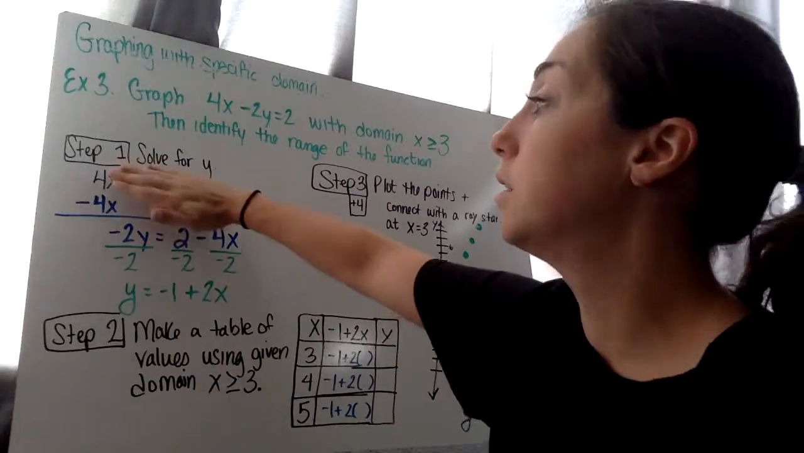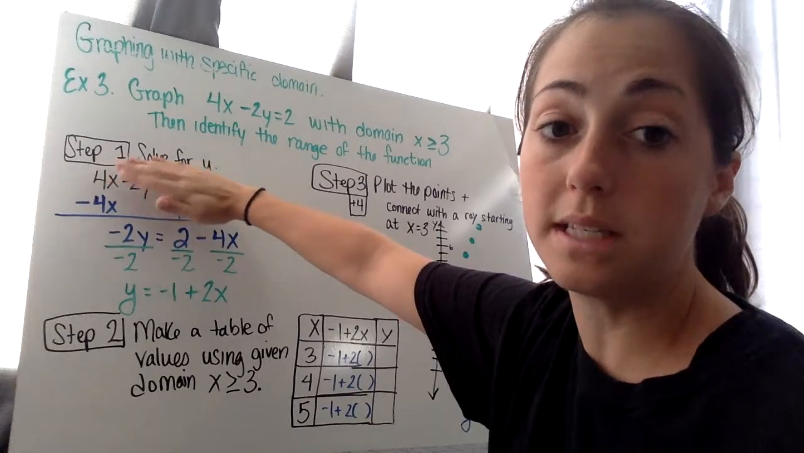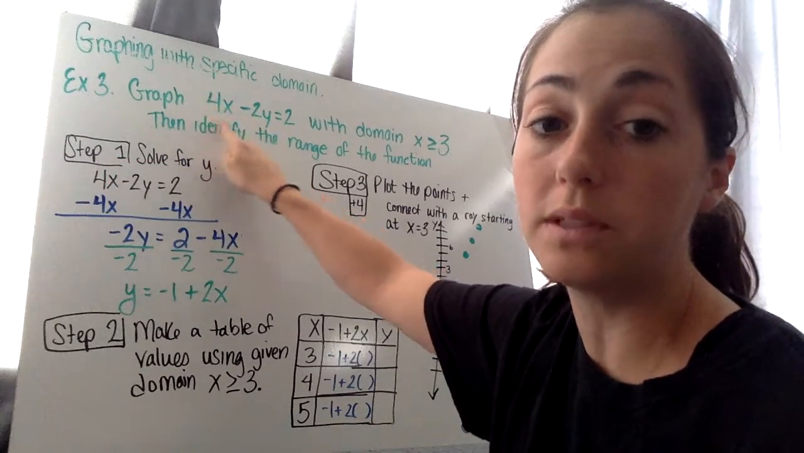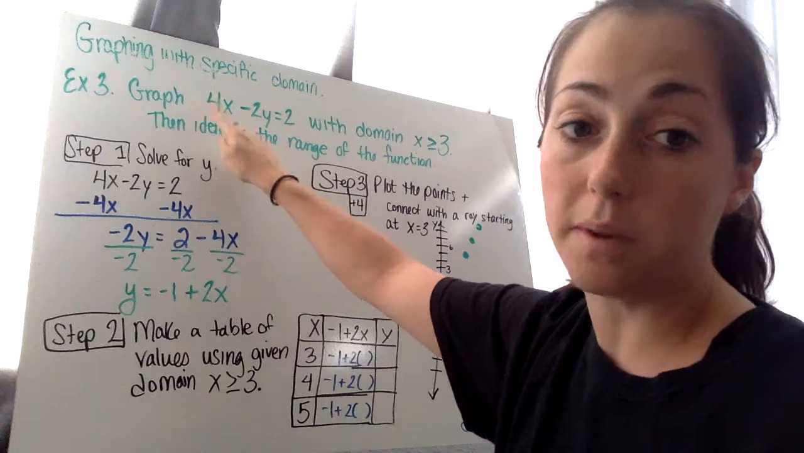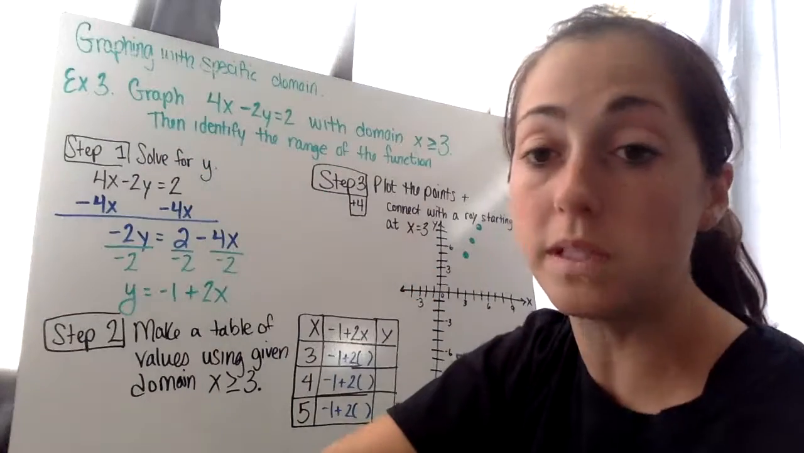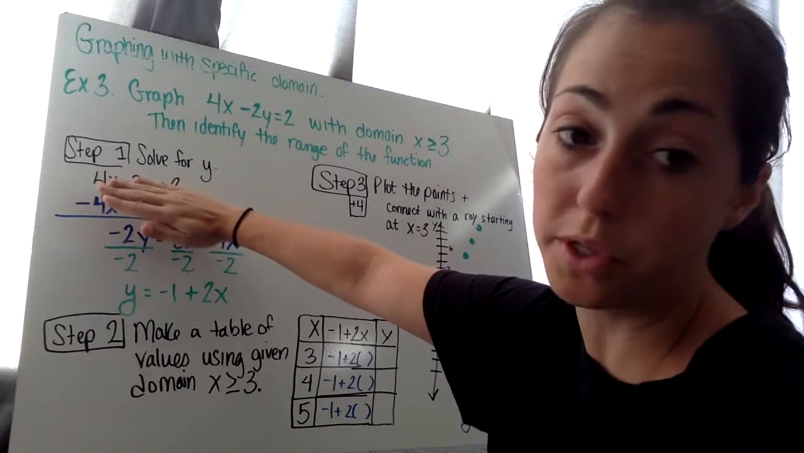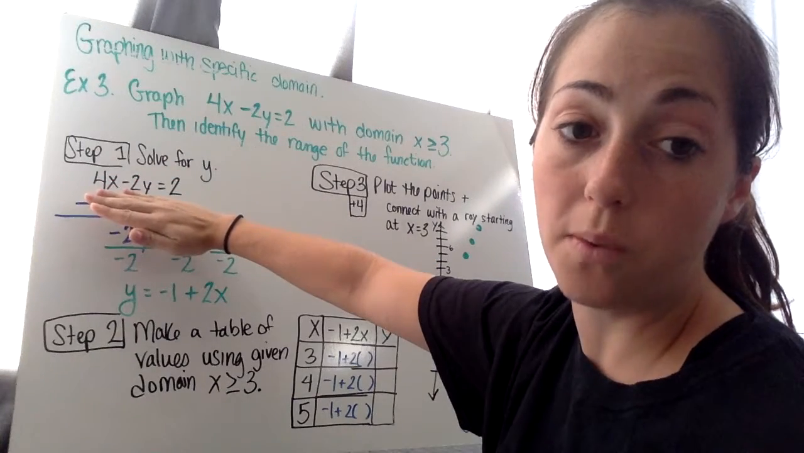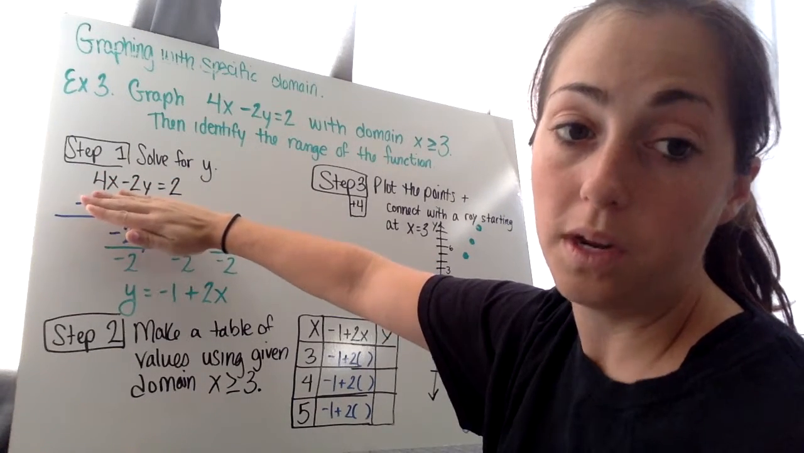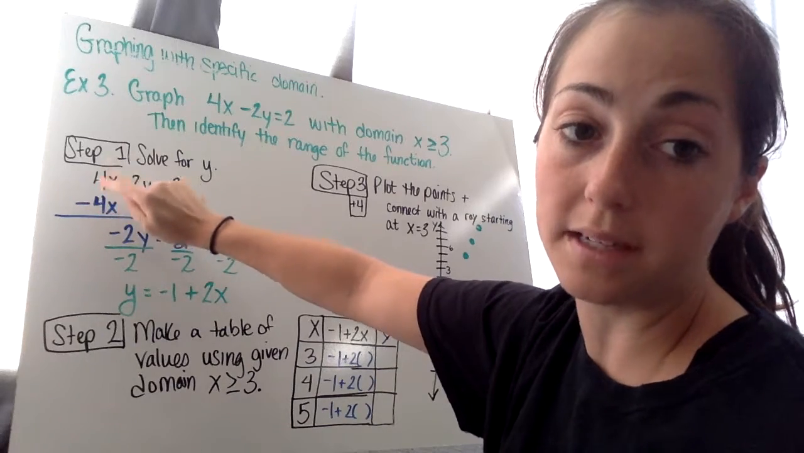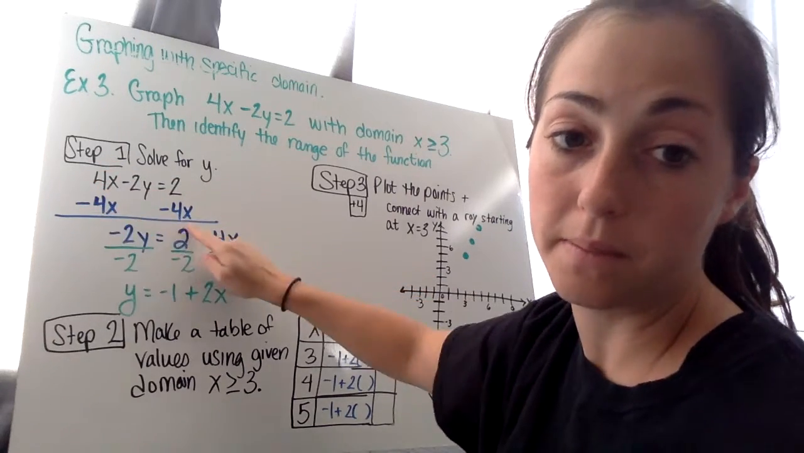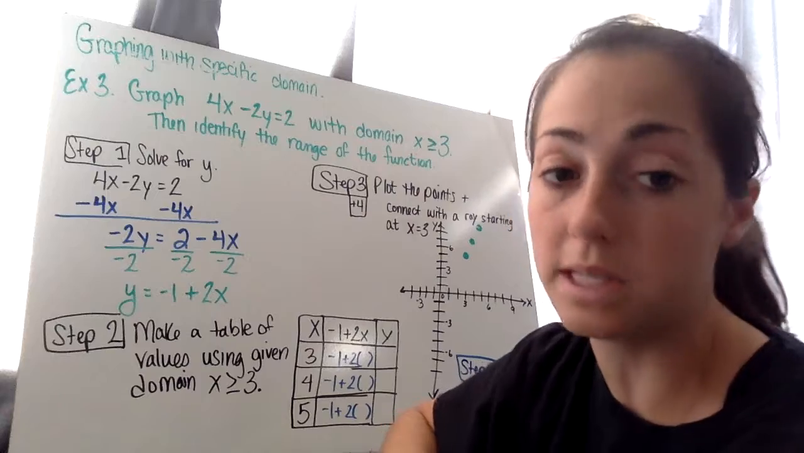So step 1, solve for y. Are we already solved for y? Does it say y equals? No, it does not. So I've got to work back on old stuff and solve for y. If you need to rewatch that video, you can do so. So to solve for y, I've got to get y alone. Well, what's in the way? I've got this 4x here. I've got to undo that. That's by subtracting 4x from both sides.